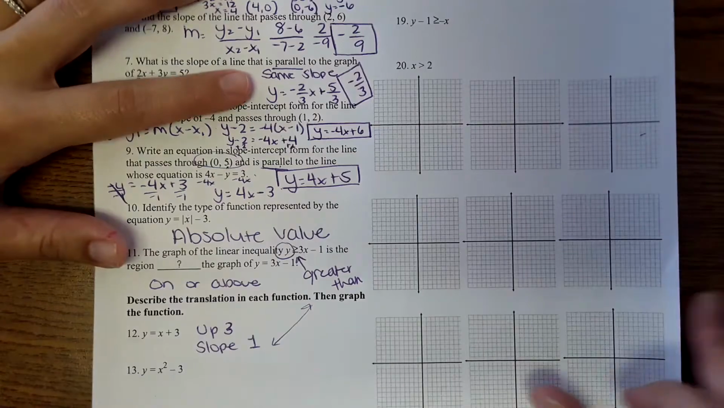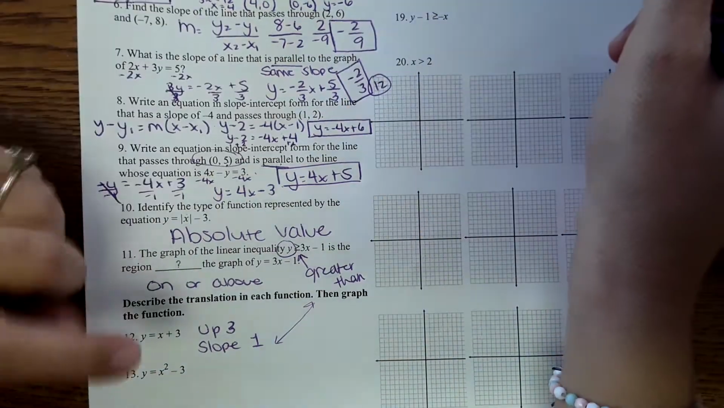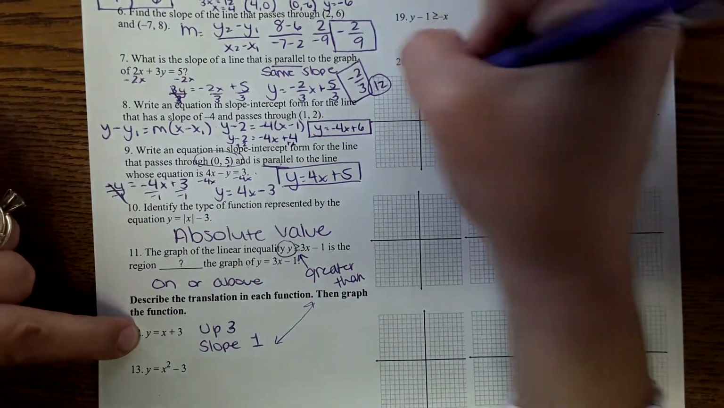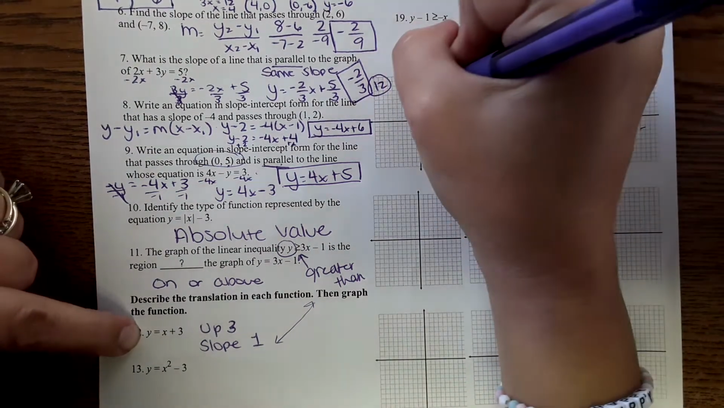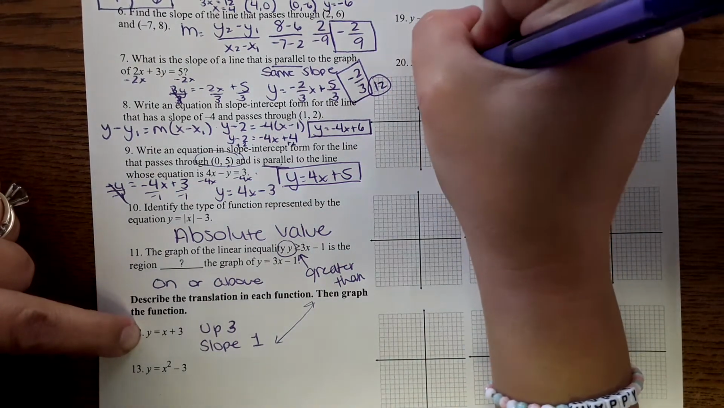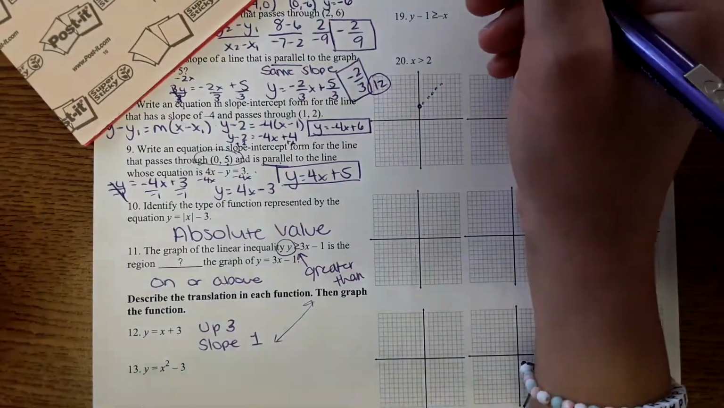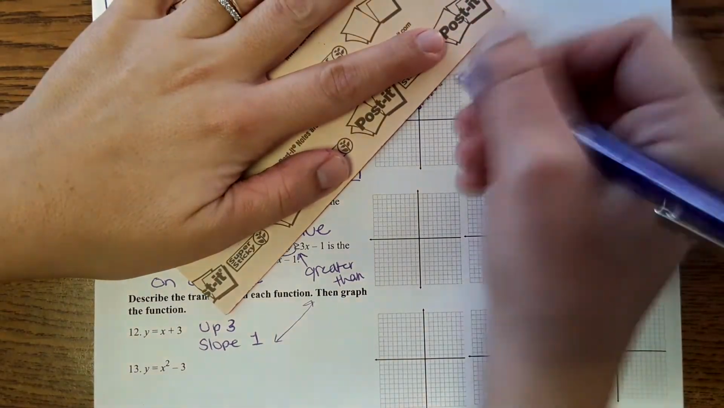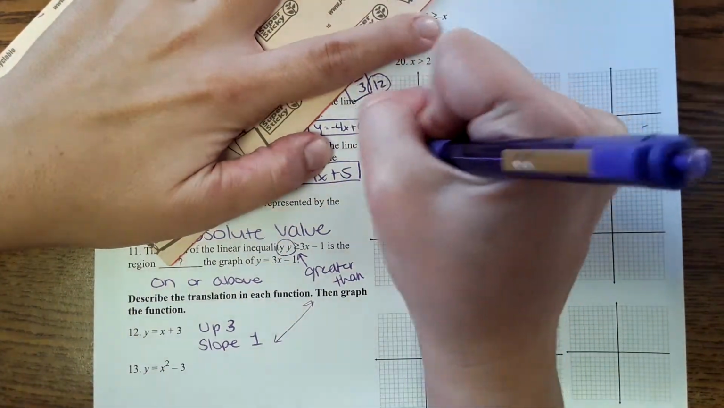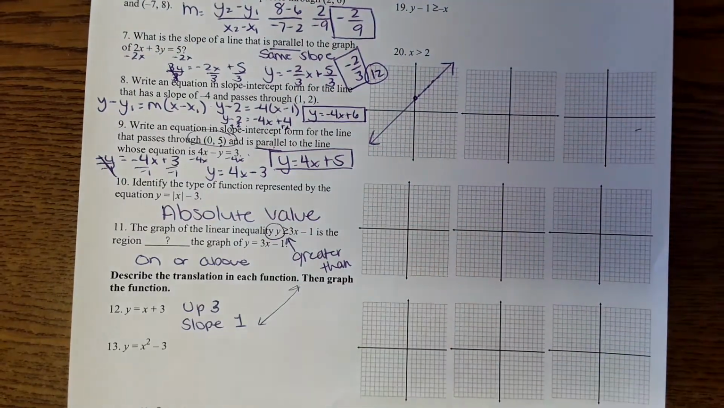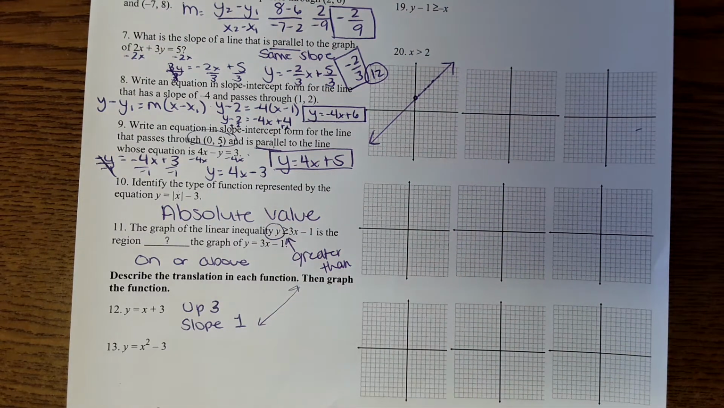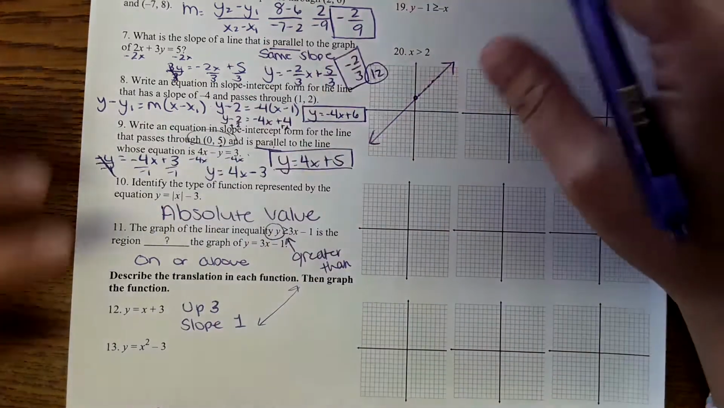Okay, so there we described the translation. Now we're going to use these graphs over here to graph it. I'm going to zoom out. This will be number 12. As far as graphing this line, the y-intercept is 3 and our slope is 1, so it just goes up 1 like this. It's equal, so just a line, and we're done. We don't shade on this one because it's not an inequality.